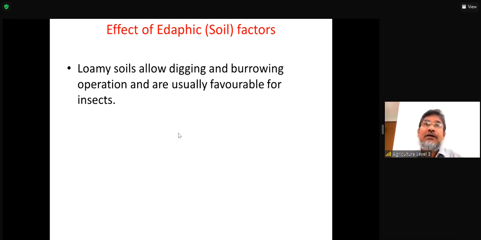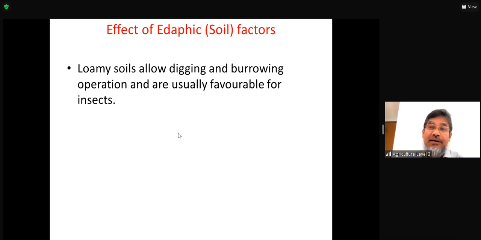So it's not difficult to remember how air influences the life of insects. Now come to another factor, which is soil. Some insects like sandy soil, some like loamy soil, some can live in clay soil, but usually loamy soils allow the insects to dig and burrow, and this particular type of soil is usually favorable for insects.